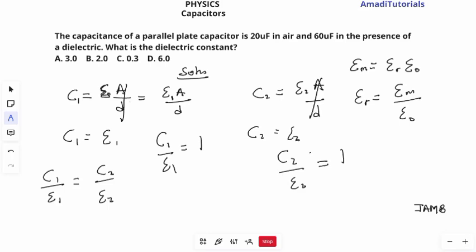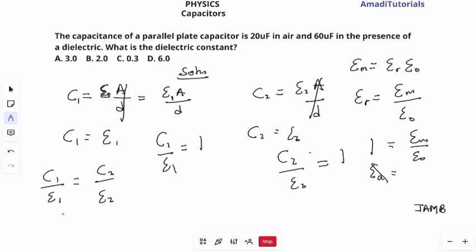So now, the relative dielectric constant of air is 1. So that will be 1 equals that over epsilon naught. So the relative dielectric constant of air is given as 1. Then for that of the new material medium, that is what we don't know.